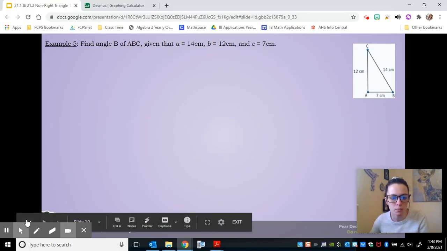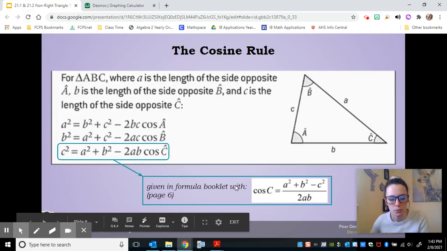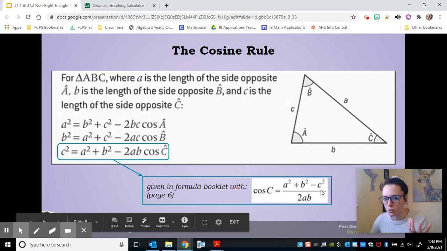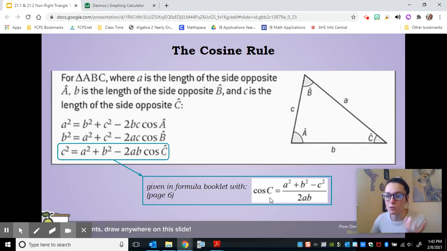So that means looking back at the formula booklet, or what's given to us in the formula booklet, I'm going to want to use this formula instead of this one, just because they already did the work for you in this one, where they solved for the angle, or almost solved for it. The only downside is that this has angle C isolated, versus we're going to be looking for angle B.